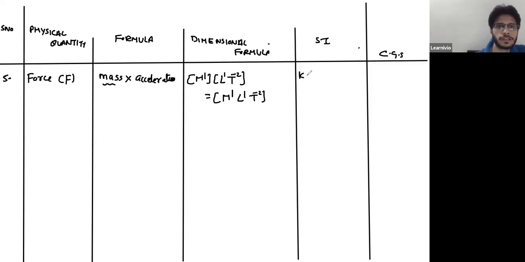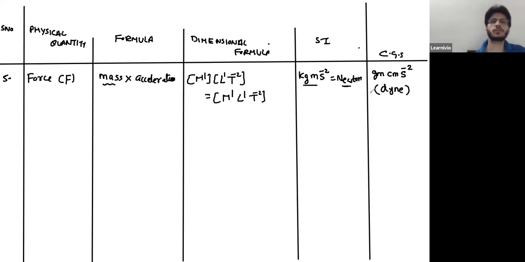Newton. The detailed unit is kg, and acceleration is meter per second square. So this kg meter per second square can be written as Newton. In one line, you can write this as Newton. So what about the CGS one? Gram centimeter per second minus 2, this we call dyne. Dyne is the CGS unit.